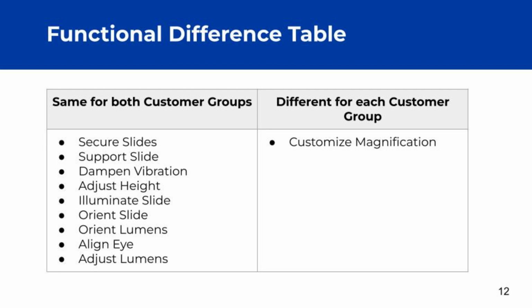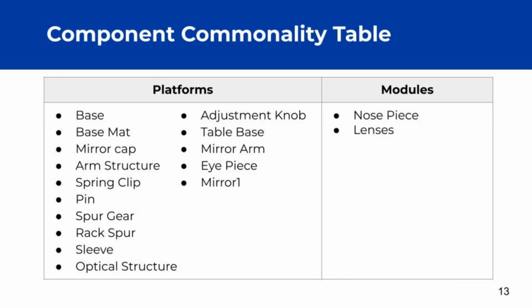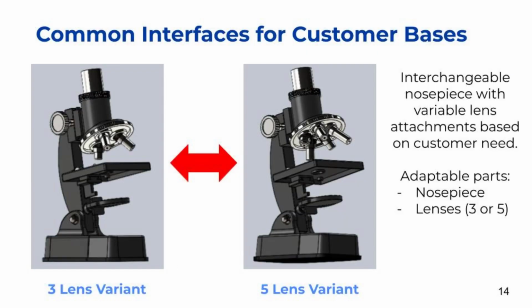As previously discussed in our functional component mapping matrix, our customized magnification function is what will differ for the variants and drive our module selection. The component commonality table shows the major components of the microscope and whether they are common platform parts or specific to the module. The current design utilizes different lenses based on customer use cases and the carrier or nose piece component in which those lenses are attached. This part sharing strategy minimizes differential part count while meeting both customer base needs.